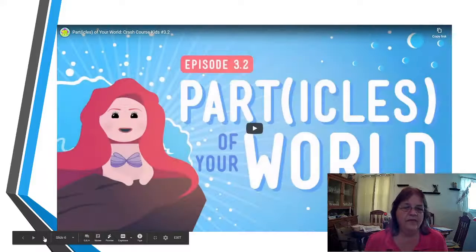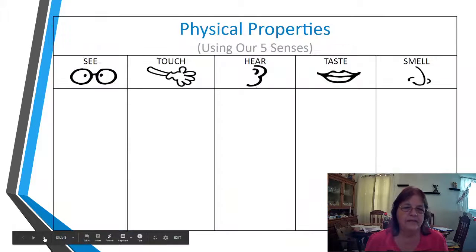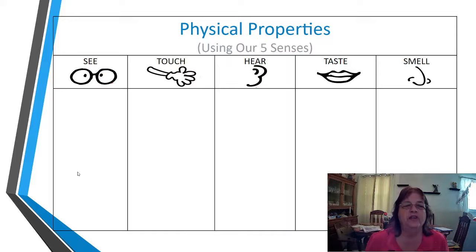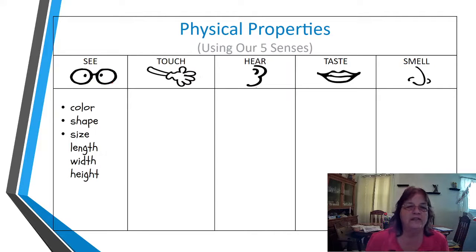So, that was one about matter. So we're going to look at the physical properties of matter. What are some of the things that you see? You need to write this in your notebook. You see things like with your eyes, you see colors, shapes, and sizes, how the length of something is, the width, and the height of something.